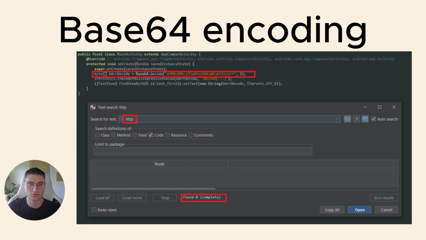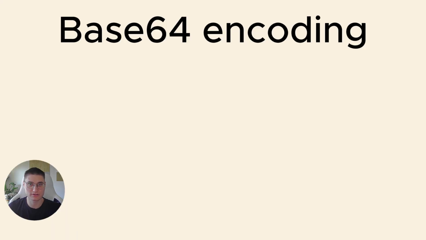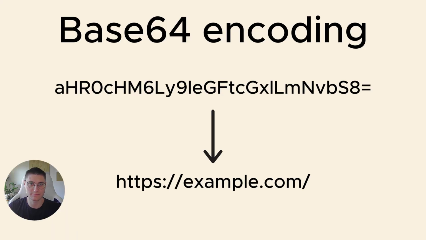Some developers encode strings using Base64 to make them less readable during static code analysis, but it doesn't provide any real protection. An experienced reverse engineer will recognize Base64 immediately. For example, a URL encoded in Base64 will start with these symbols, which means HTTP.